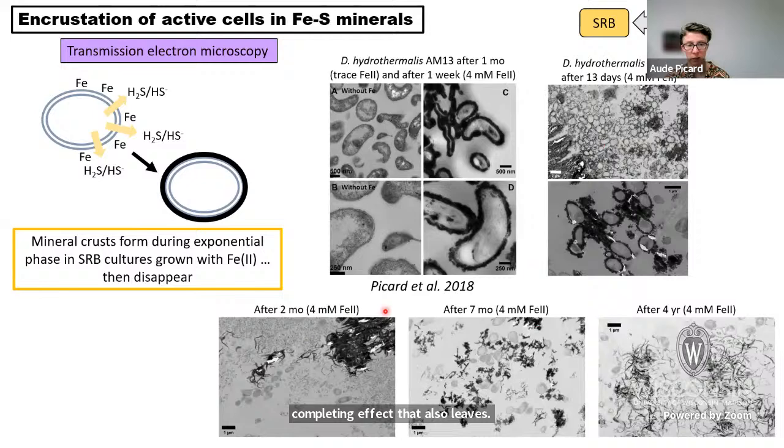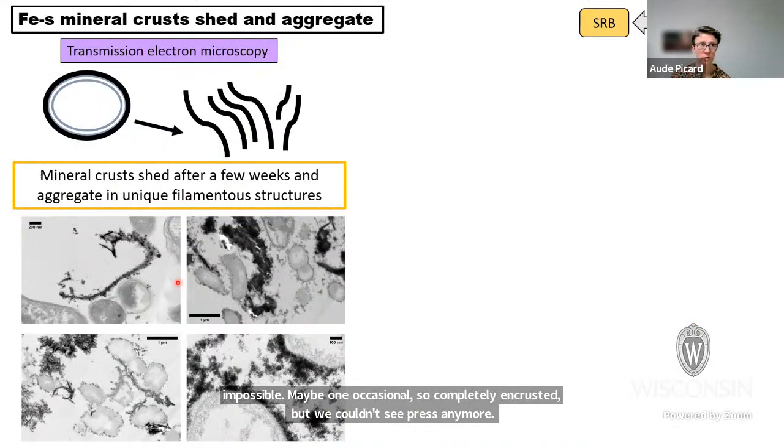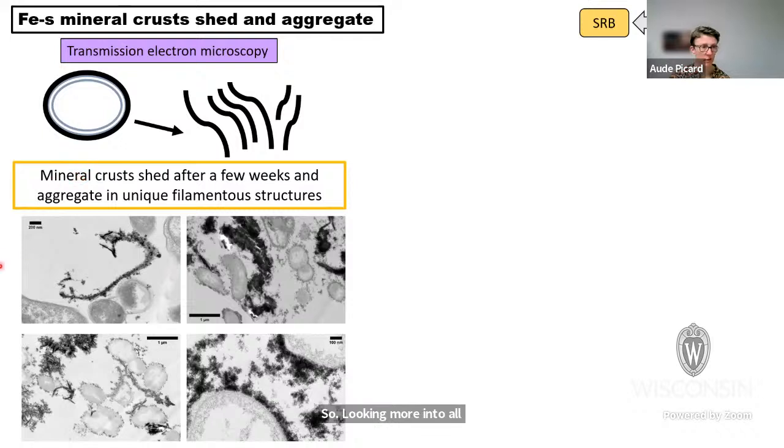But then eventually I looked at cultures of different ages, after 2 months, 7 months, 4 years, and many others in between. And then we just realized that the crust was gone. It was impossible. Maybe one occasional cell was completely encrusted, but we couldn't see crust anymore. So looking more into all of the images collected, we could see that a lot of those structures look like basically peeled off crust.